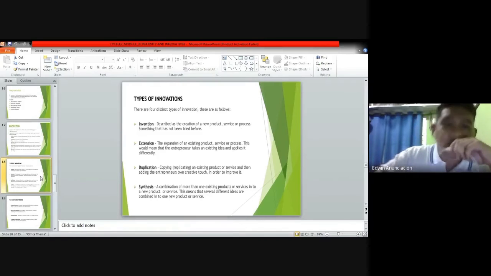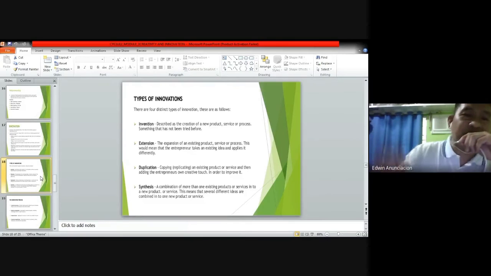And then extension. The expansion of an existing products or services or process, that would mean the entrepreneurs take an existing ideas and apply it differently. So, mayroon po tayong existing, i-improve niya po yan, okay? I-improve niya po yan. So, yan po ang ibig sabihin ng extension.